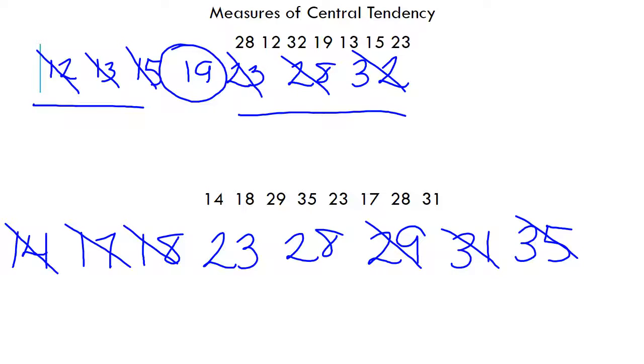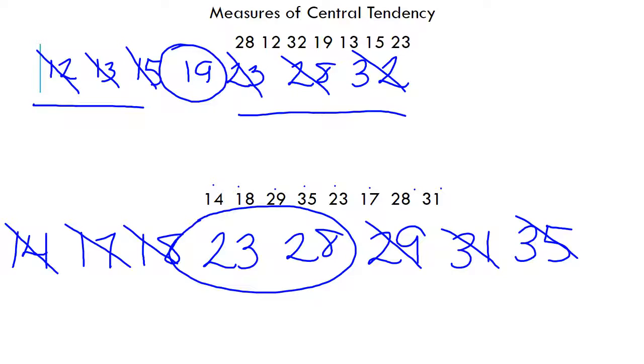Wait a minute. Oh no, I have 2 in the middle. Well, let's see how many numbers did I have in my data set. I had 1, 2, 3, 4, 5, 6, 7, 8. An even number, which means I'm going to have 2 in the middle. 23 and 28. Can 23 and 28 be my median? No, you only have 1 number for the median. Go back and look at your notes and tell me the next step.